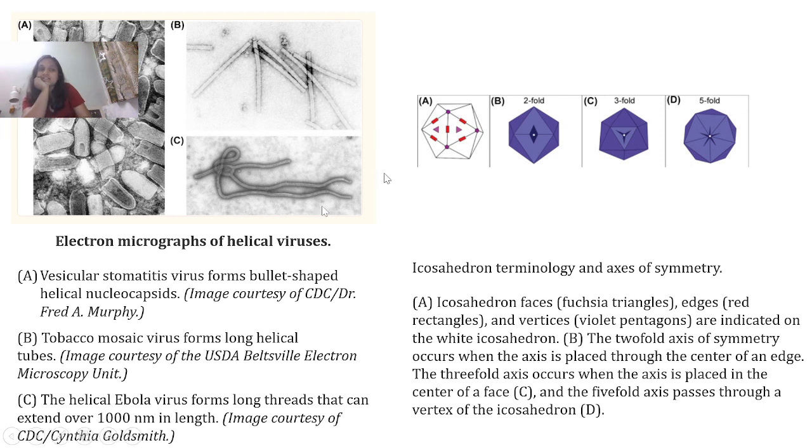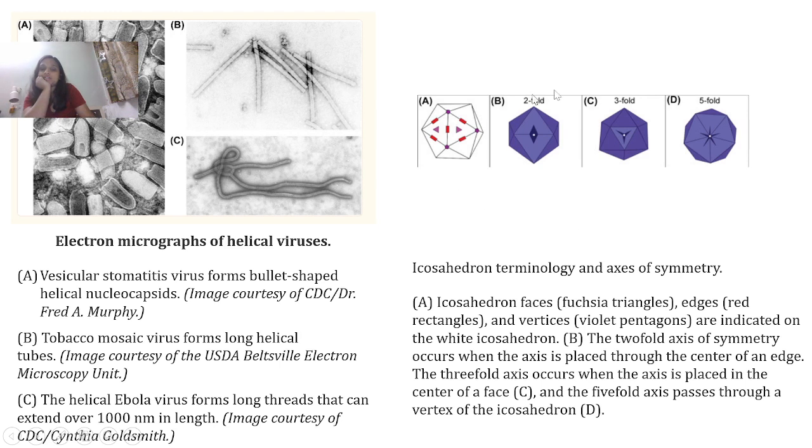So this is just an example of the shape of the different kinds of viruses. For example, there are helical viruses, there are rod-shaped viruses, there are circular viruses. Here you can see different helical viruses. For example, vesicular stomatitis virus forms bullet-shaped helical nucleocapsid. Then there is tobacco mosaic virus, which forms long helical tubes. Then there is Ebola virus, which forms long threads that can extend over 1000 nanometer in length.